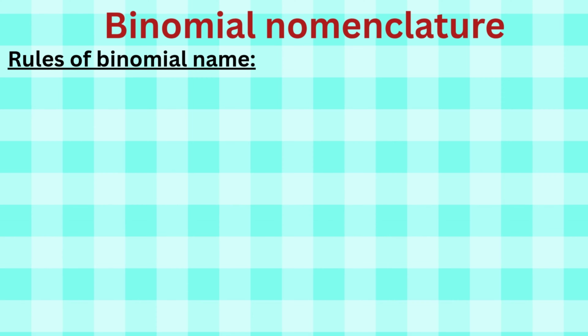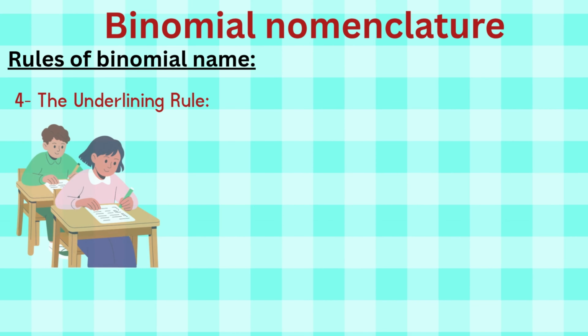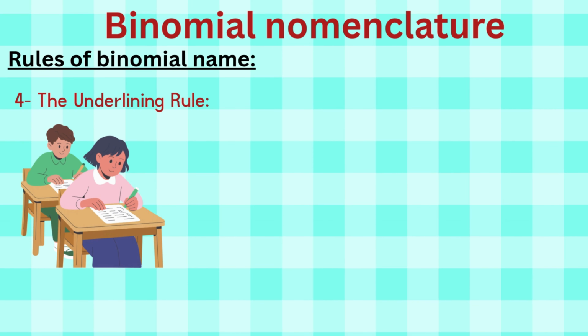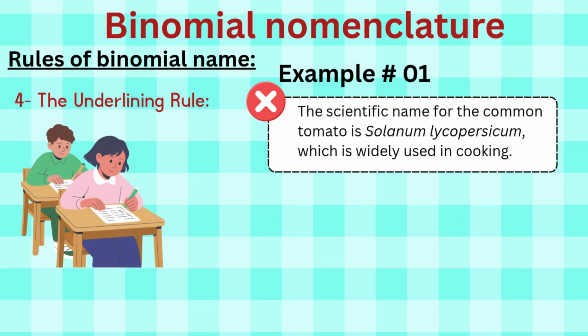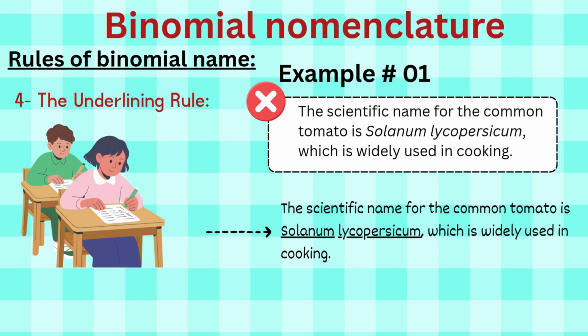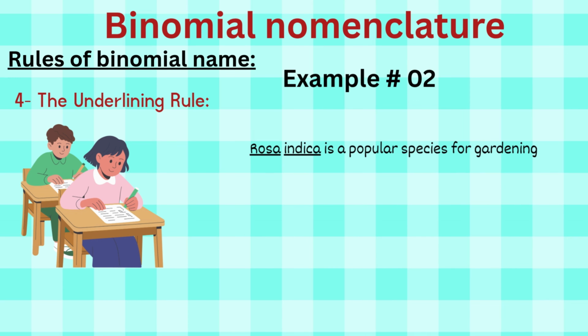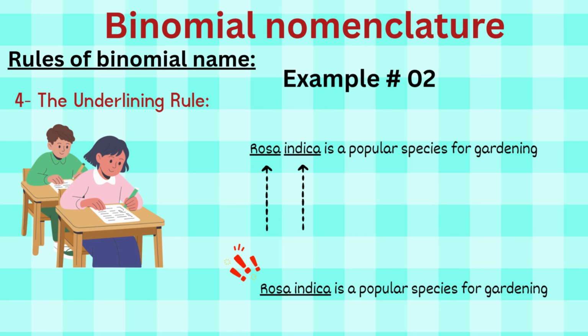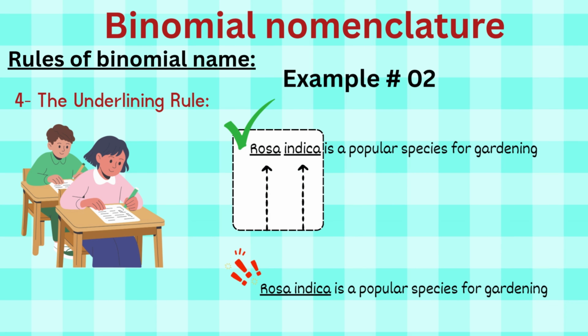Rule number 4, the underlining rule. If you're writing by hand, which you'll be doing in your exams, italics aren't an option. Instead, you must underline both words separately. If you're writing Rosa indica, underline Rosa and indica individually. Never use a single continuous line for both words. Each part must be treated separately.